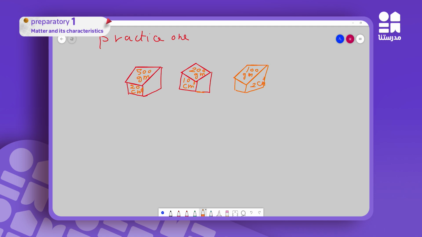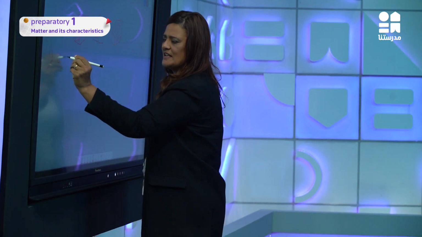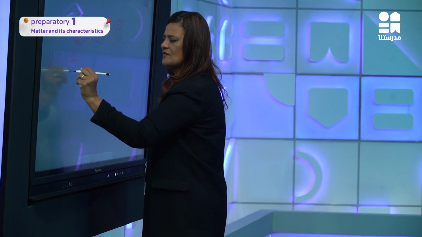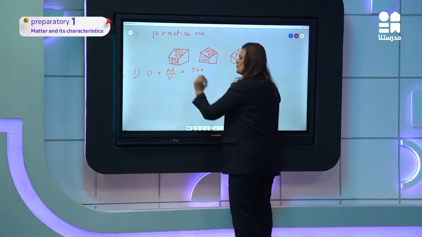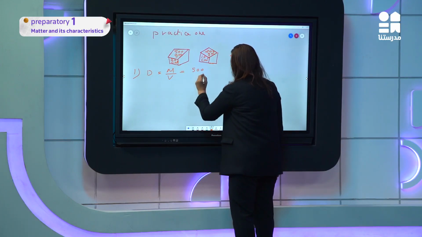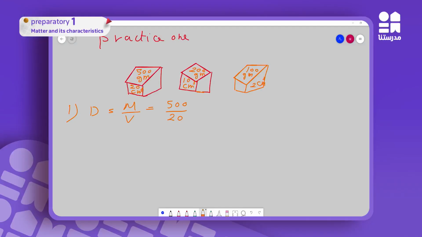I want you to arrange which one has the biggest density. Of course, if you want to know which one has the biggest density, you should calculate. 500 gram, he is talking about mass. I know that density equal mass over volume. Okay? So, which is equal 500 gram, like this, 20 cubic centimeter. He's talking about what? Talking about volume, of course, because the unit of measuring the volume is cubic centimeter. So we have here 25.